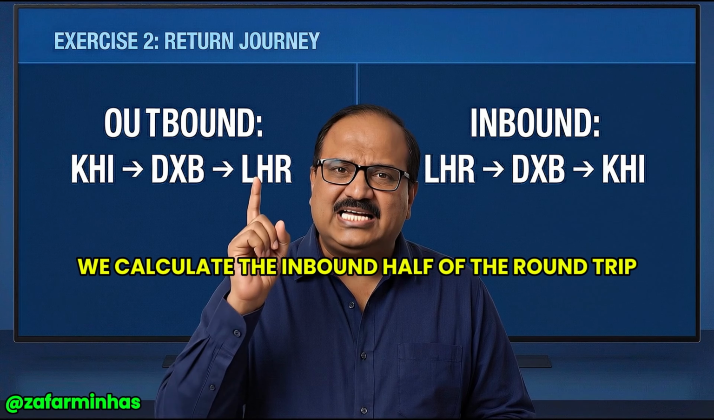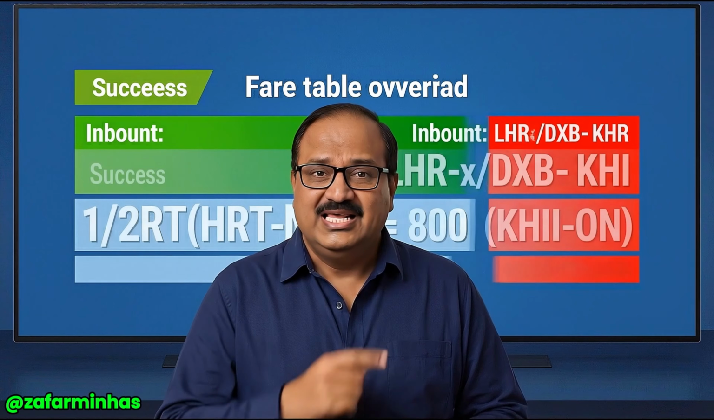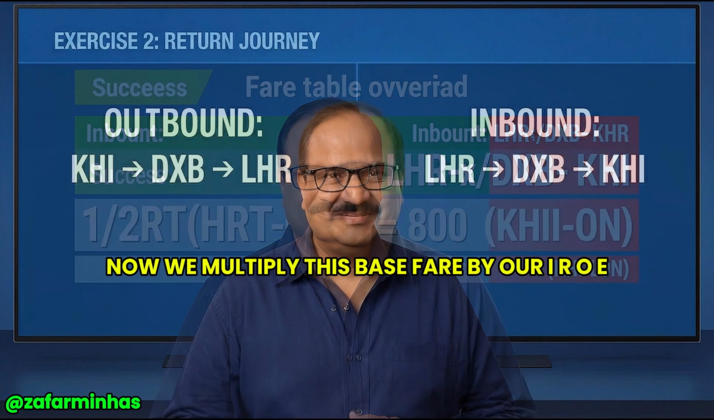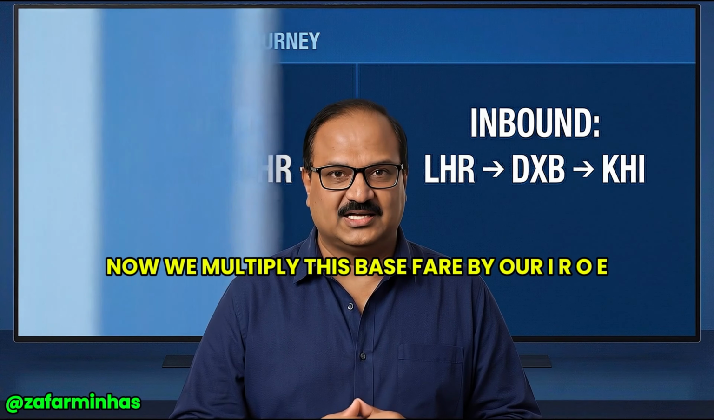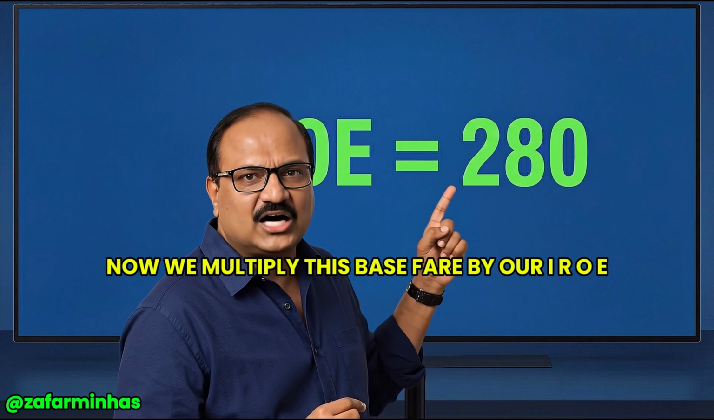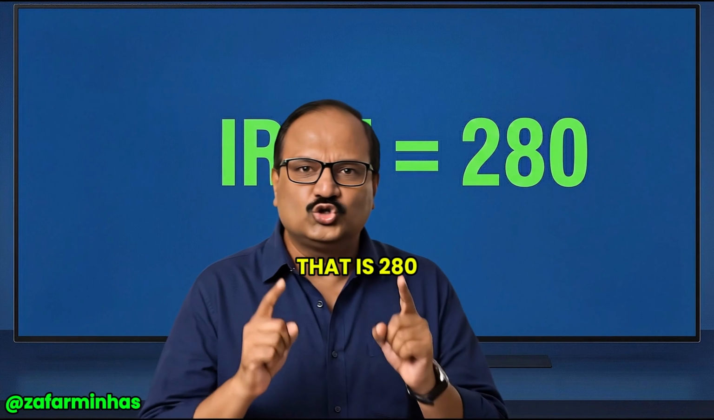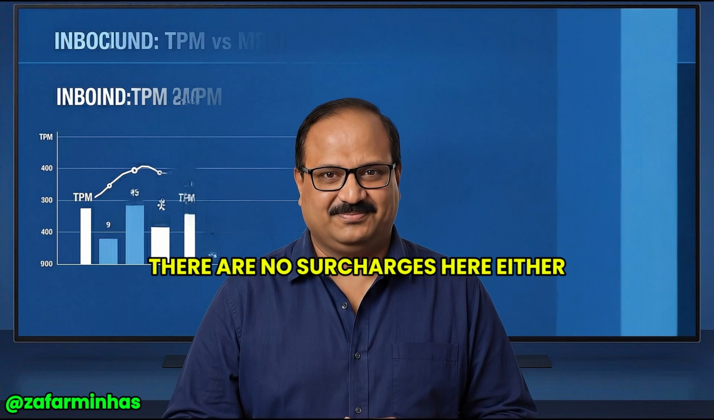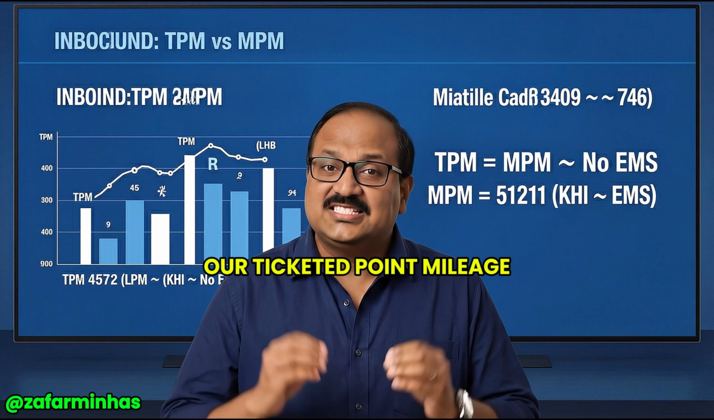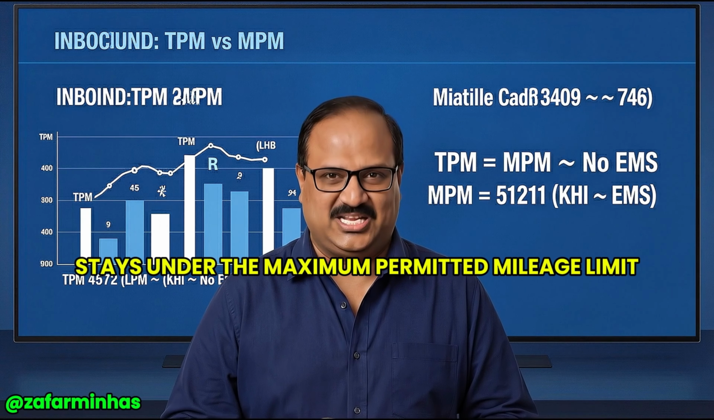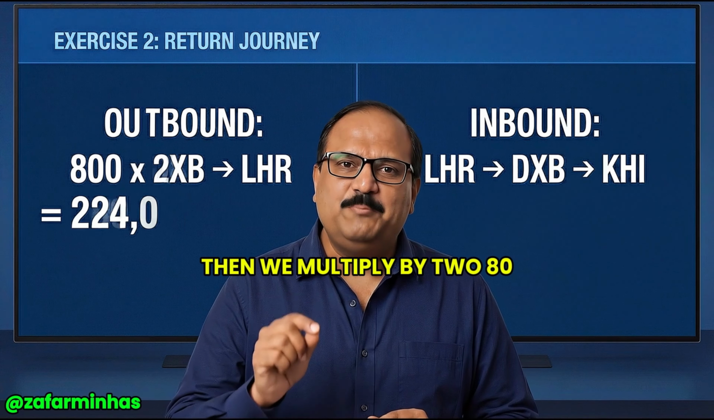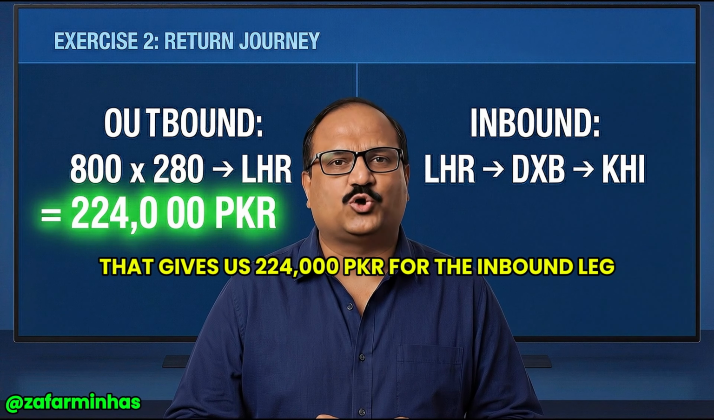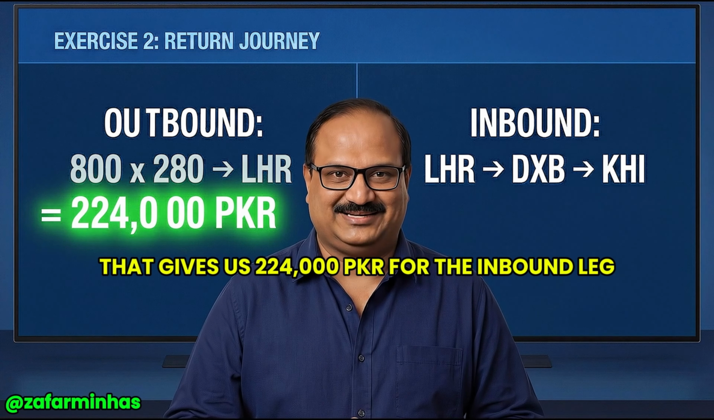We calculate the inbound half of the round trip. It comes to exactly 800 NUC. Now we multiply this base fare by our IROE, that is 280. There are no surcharges here either. Our ticketed point mileage stays under the maximum permitted mileage limit. That gives us 224,000 PKR for the inbound leg.